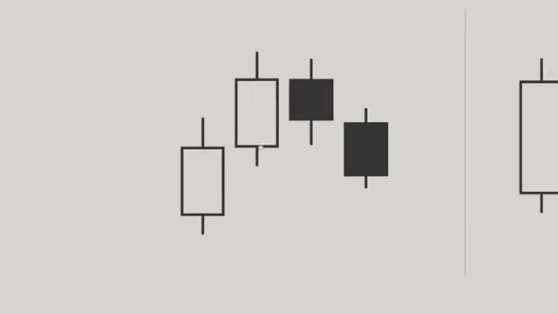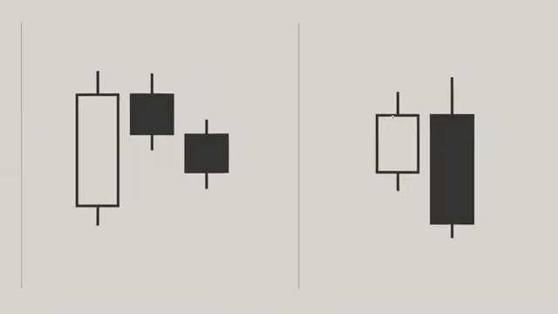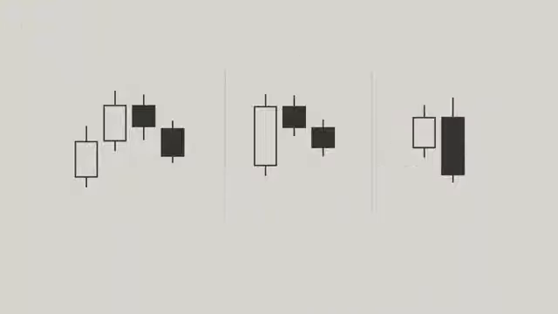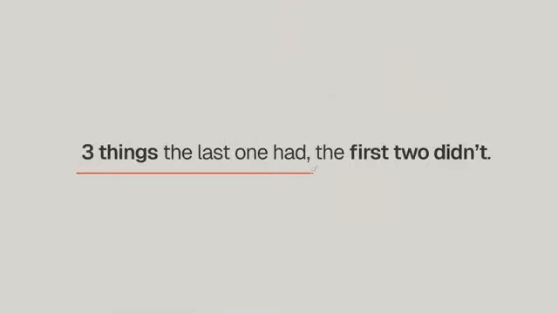Now, the first thing I want to do is look at these three, and I want you to focus on one at a time. So for example, is this specific pattern better to trade than this one here? Or is it this one and this one? Which one is better? I want you to leave your answer here. So is it 1 or 2 or 3? You can answer in the comments. There are 3 things that the last one had that the first 2 didn't. And that's why the third one is the one that I can trade, and it's the highest probability one.